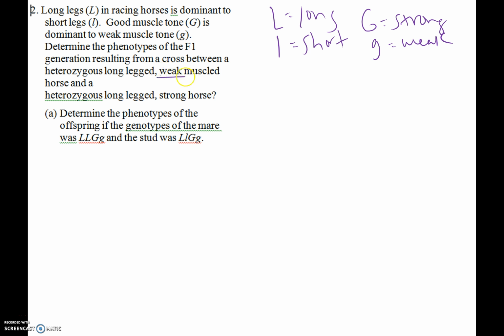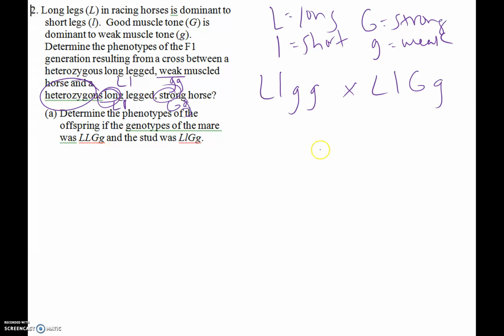Well, to get a weak horse, we already know that's 2 lowercase g's, and then this tells us that it's heterozygous for long legs. So here's one parent. And then the next one says a heterozygous, long-legged, strong horse. Now you might be thinking, is that strong horse homozygous dominant, or is it heterozygous? Well, because it says heterozygous right here, we're going to assume it's heterozygous for both long legs and strong. So we're going to go like this. And so, what's the F1?